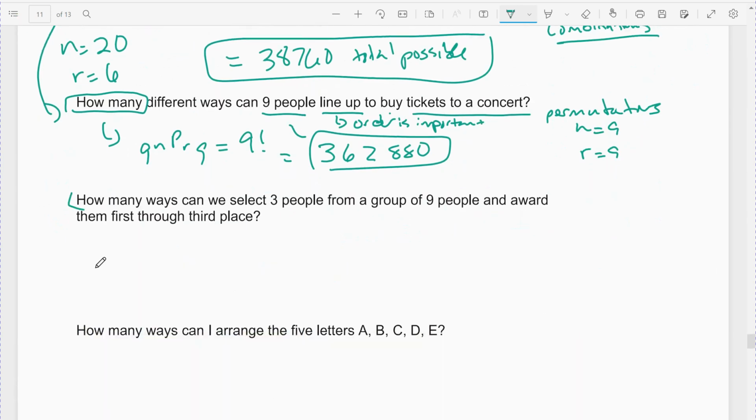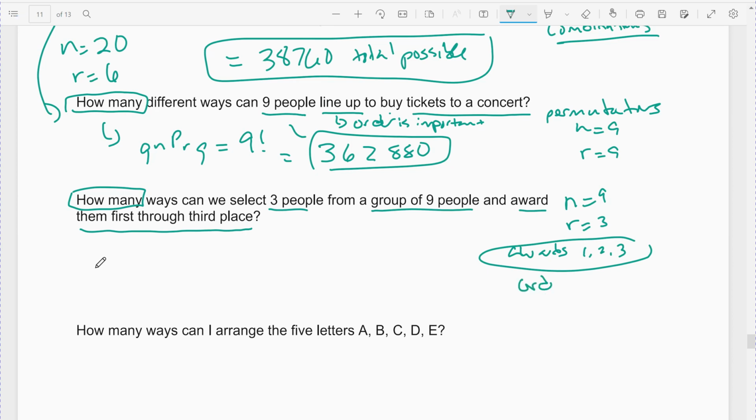How many ways? So again, count. Can we select 3 people? So we're picking 3 people from a group of 9, so we had 9 total, to award them first through third place. Alright, so we had a total of 9 people. We're going to pick 3 of them. We're giving out awards for first, second, and third. Awards always mean order matters, right? It matters if you're first. That's different than if you were picked third, right? First is better than third. So rank, there's a rank to it.